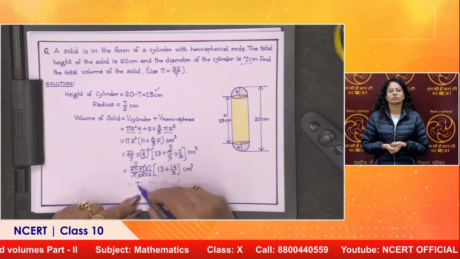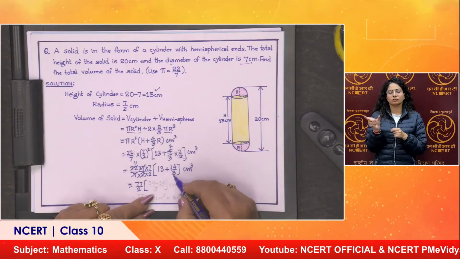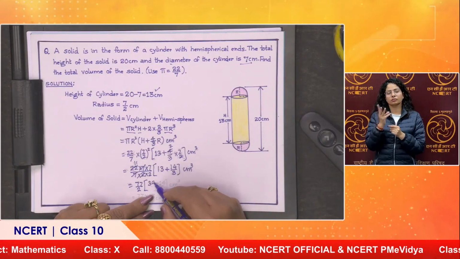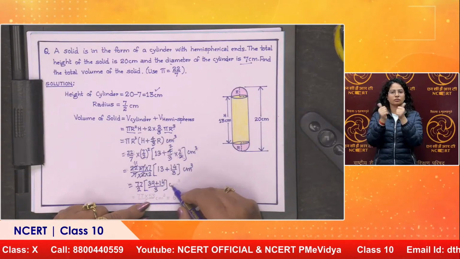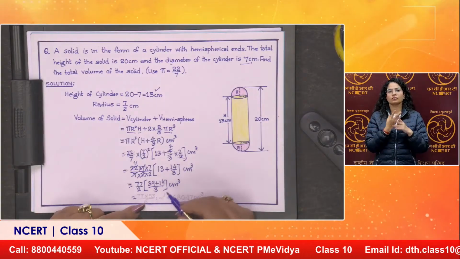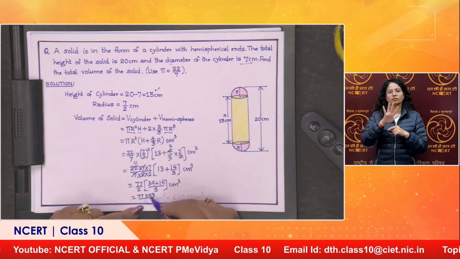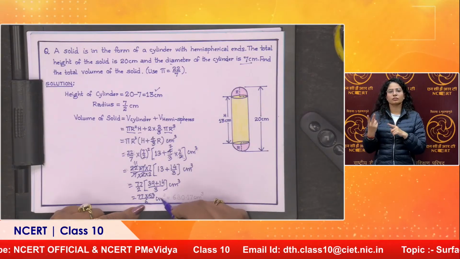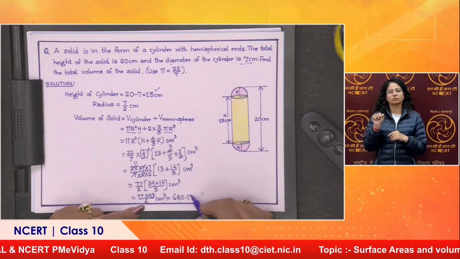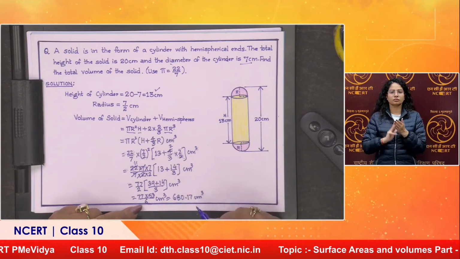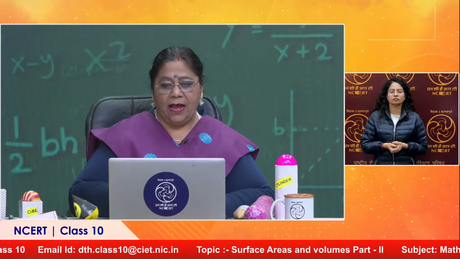So, 11 into 7 is 77 upon 2 is the value outside the bracket, and look inside, 13 threes are 39 plus 14 divided by 3. This gives me the volume. On computation, we find that 77 into 53 upon 3 twos are 6 in denominator. What do I get? It is 680.17 centimeter cube. Okay. This is the volume of the solid. Alright, I hope it is clear.